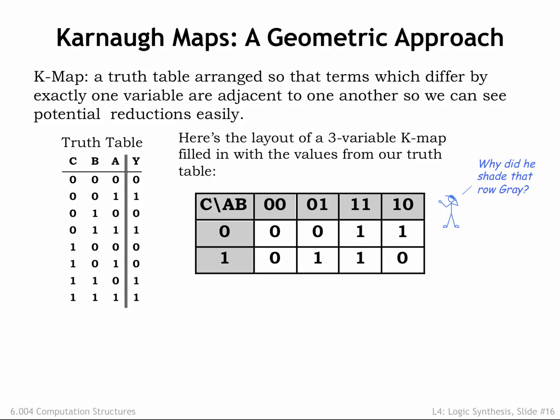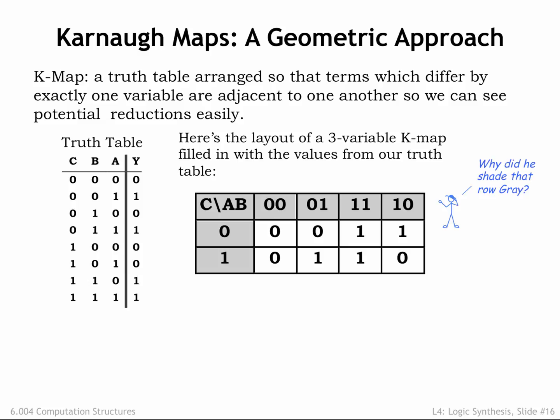Finding these opportunities would be easier if we reorganized the truth table so that the appropriate product terms were on adjacent rows. That's what we've done in the Carnot map, K-map for short, shown on the right. The K-map organizes the truth table as a two-dimensional table with its rows and columns labeled with the possible values for the inputs. In this K-map, the first row contains entries for when c is 0, and the second row contains entries for when c is 1.